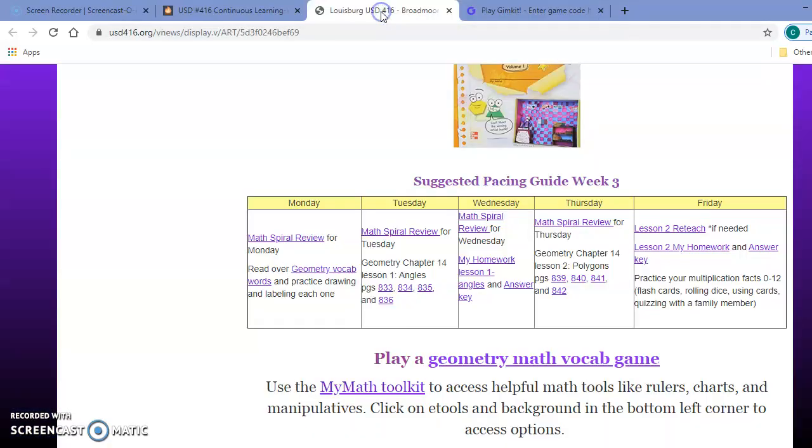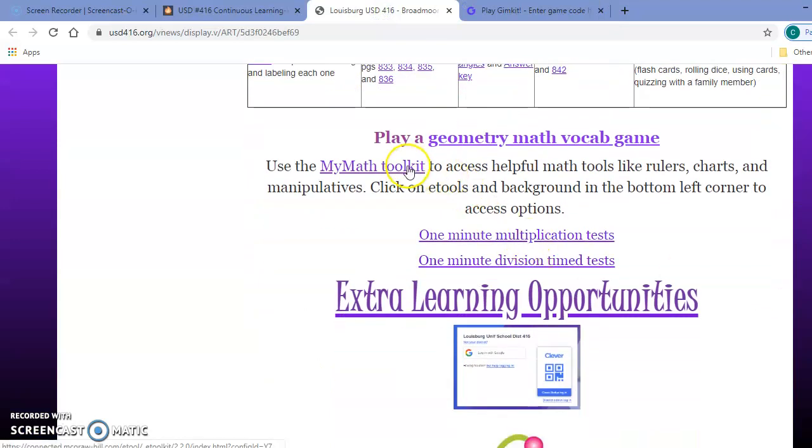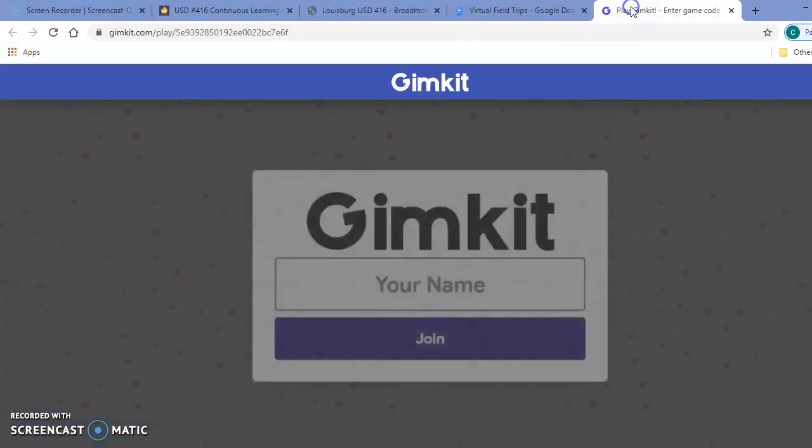While that's loading, also down here, remember your Math Toolkit's there for you to use if you need tools in it. Your 1-minute multiplication and division tests are there. And also your extra learning is here for you to do.